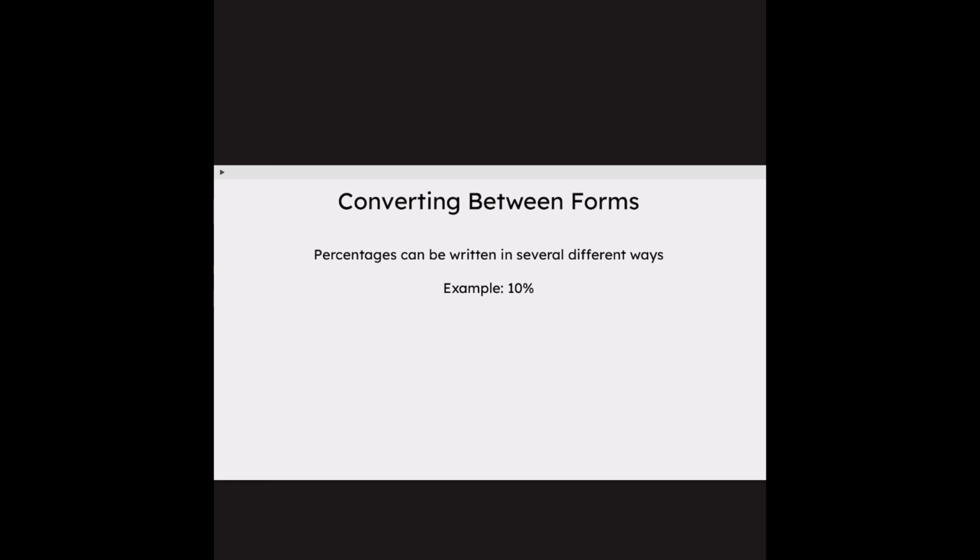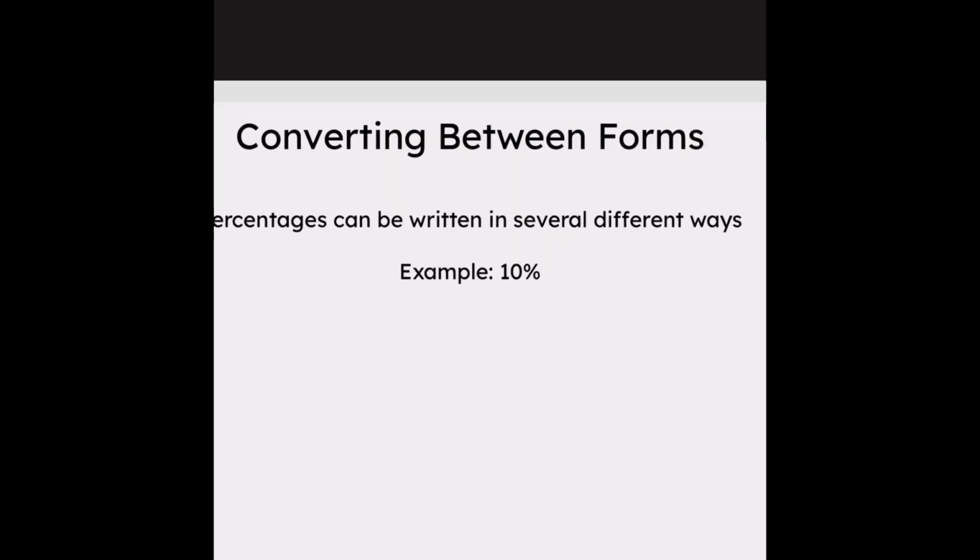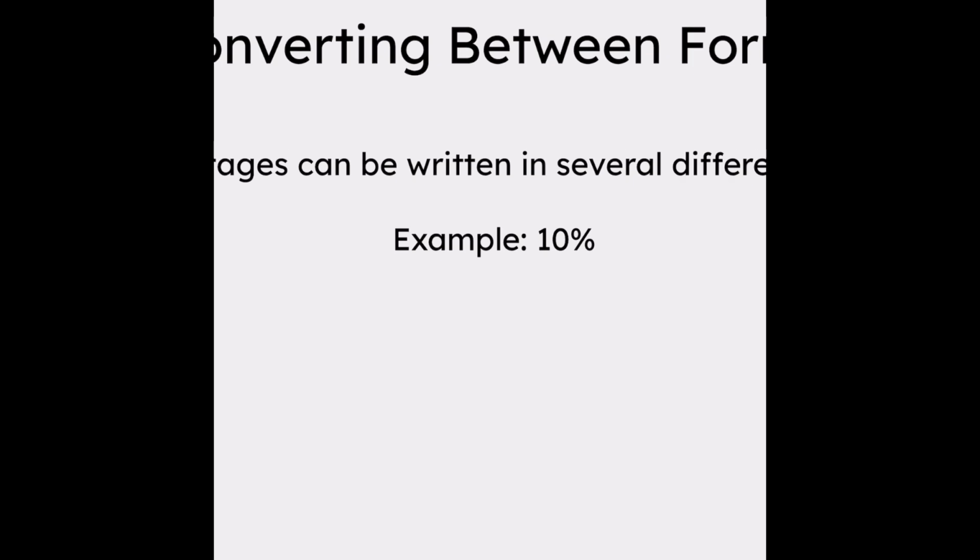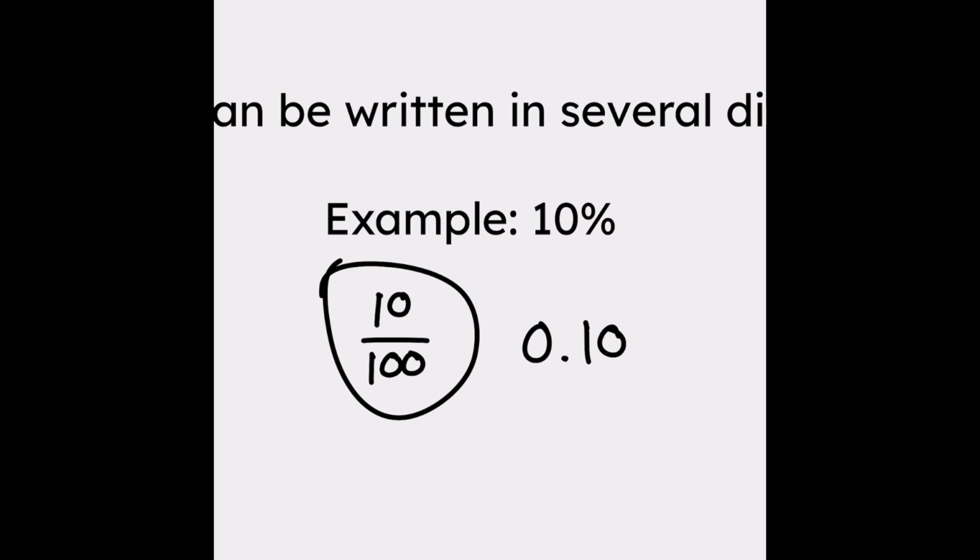Percentages can be written in several different ways. So for example, we have 10%. There's multiple ways that we could write this. One way obviously is 10%. Remember also that percentages are just ratios out of 100. So I could say that this is also 10 over 100. Or I could say that this is 0.10. If I do 10 divided by 100, that's equal to 0.10.